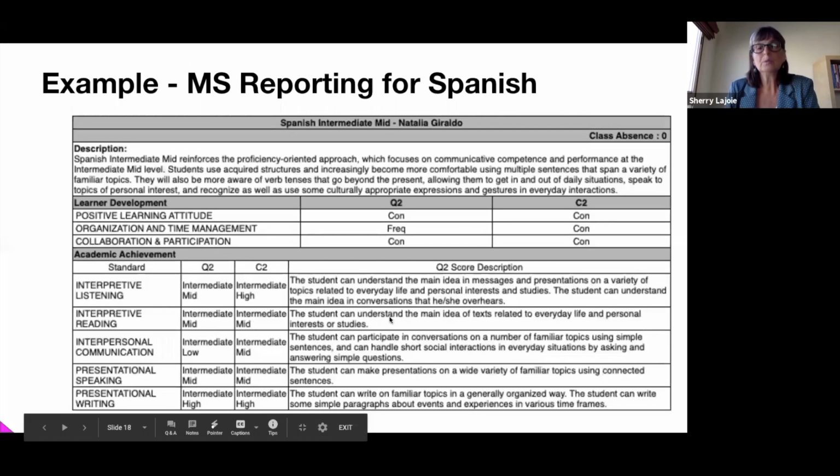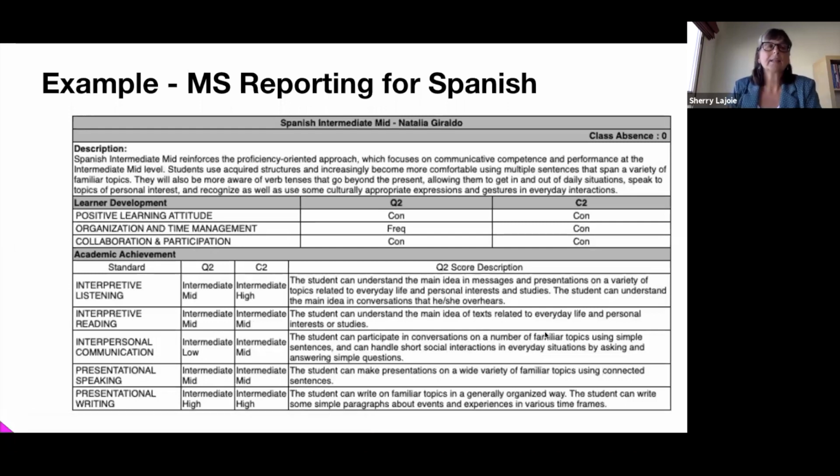For middle school, the report card will look like this. We continue to assess the learner development profile, and then the modes of communication, an indication of the level the student is working at, and the descriptor of what the student can do in that language.